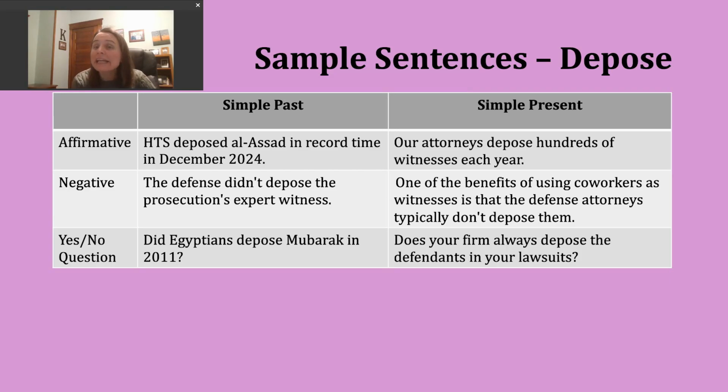Finally, if you want to make a yes or no question in the simple present, what you'll do is start with either do or does. Whichever form matches the subject you want to use, that subject comes next, and then you'll use the base verb. So again, the only time I'm adding an S to the end of the verb is in the affirmative when my subject is he, she, or it.